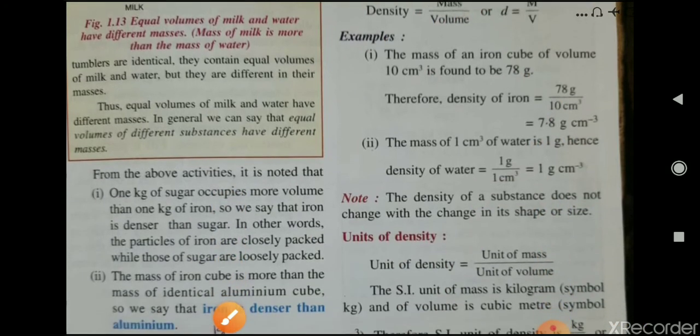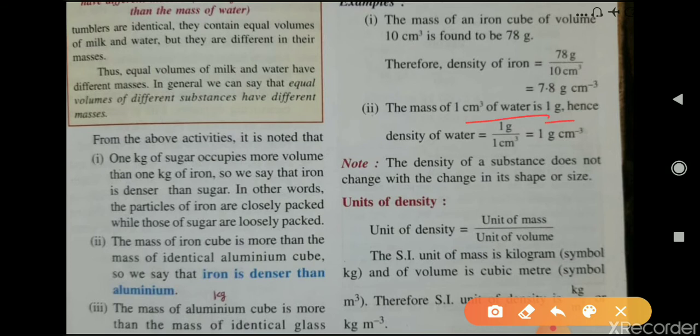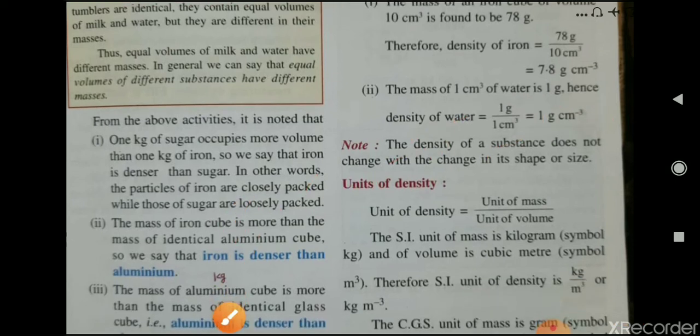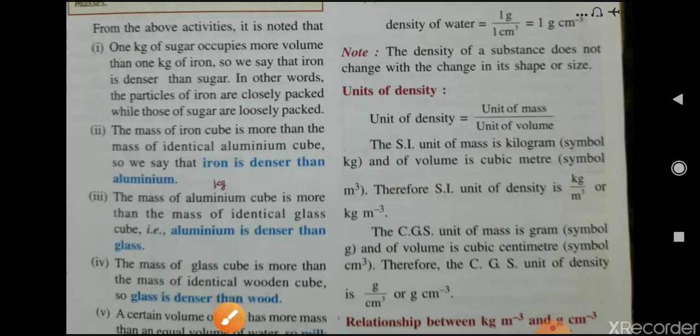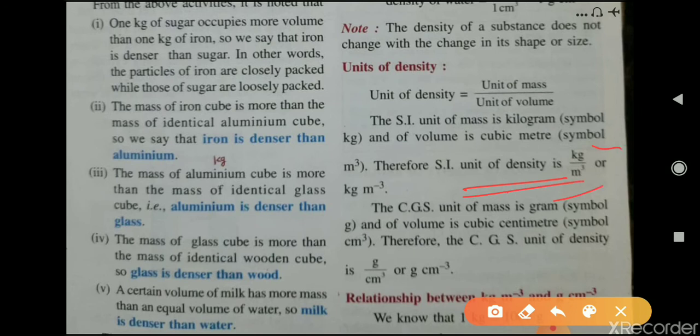In the same way, the mass of 1 centimeter cube of water is 1 gram. Hence, the density of water is 1 upon 1, that is 1 gram per centimeter cube. Therefore, this is a unit of density, gram per centimeter cube. The unit of density is equal to unit of mass upon unit of volume. Now, if we take the unit of mass as kilogram and unit of volume as meter cube, then the unit of density will be kilogram per meter cube. So the SI unit of density is kilogram per meter cube, or we can write it as kg m^-3.